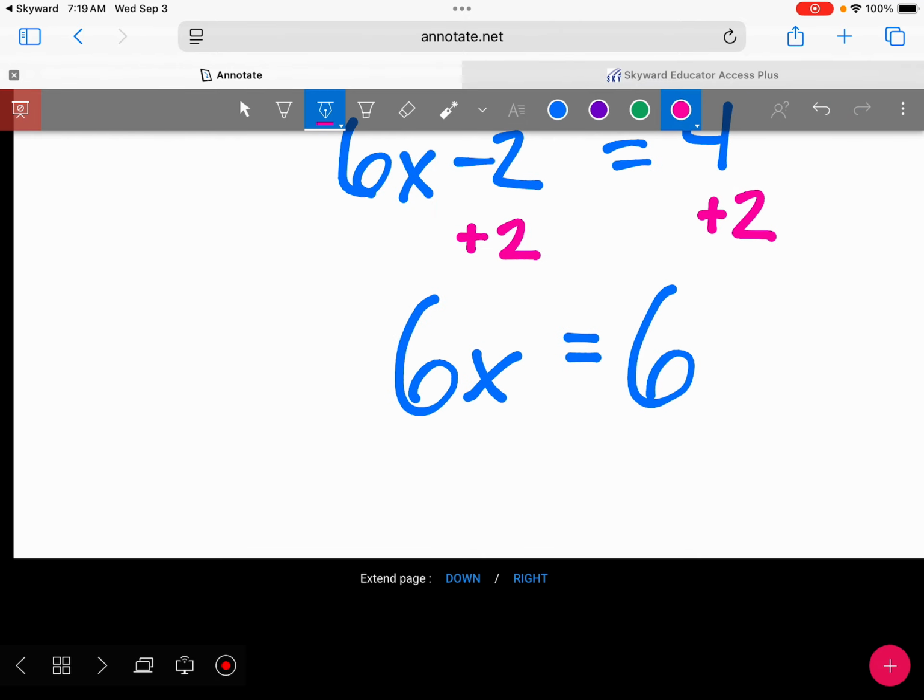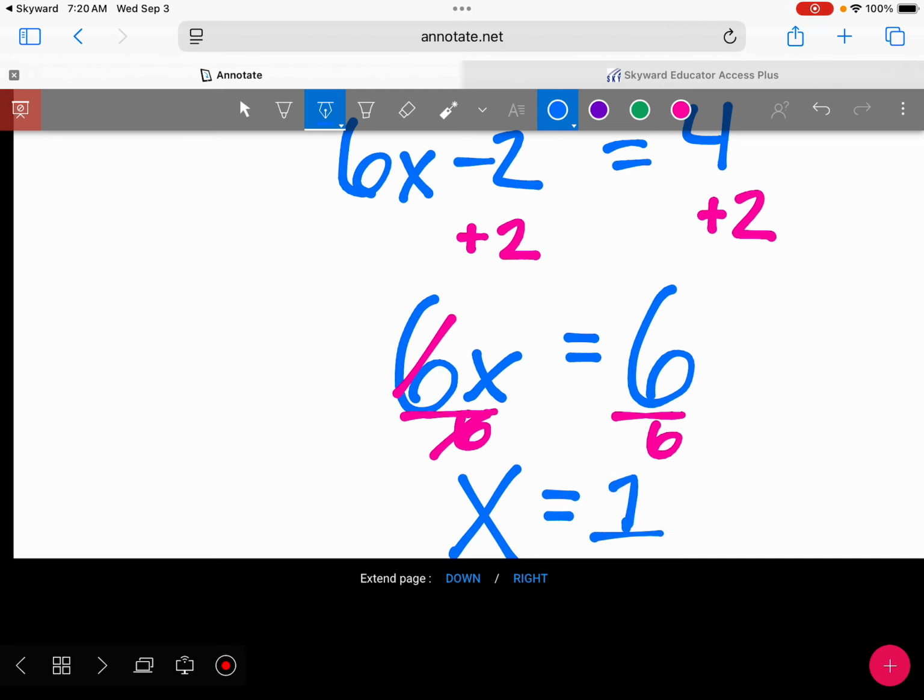One last step on this one. How do I get my x by itself? Divide. We're going to divide by 6. So those guys cancel out. So what does my x equal? What is 6 divided by 6? 1. My x equals 1.